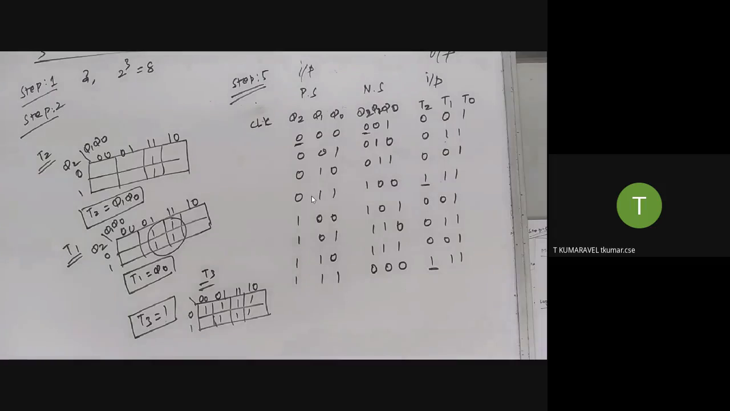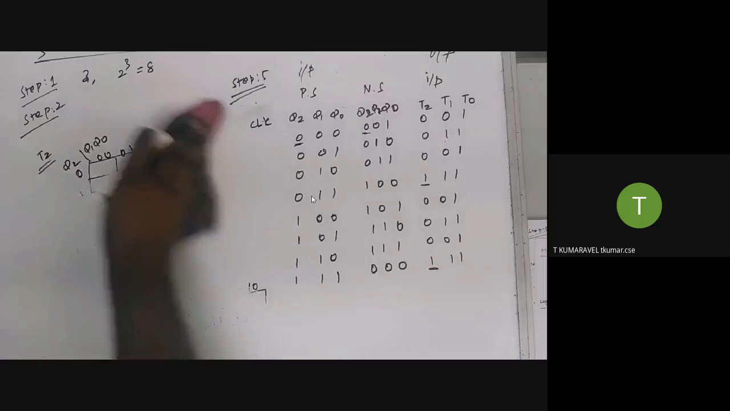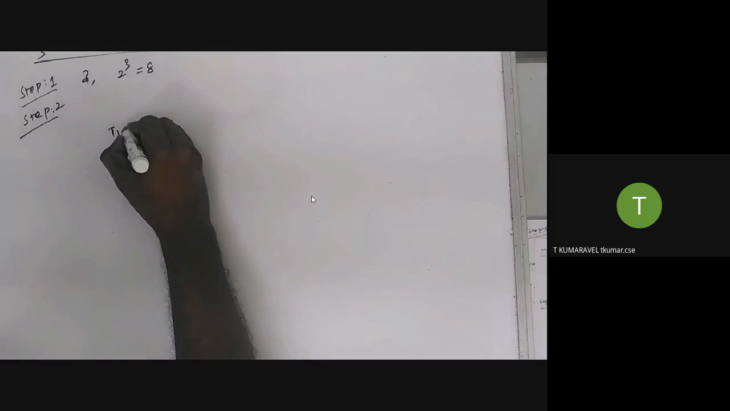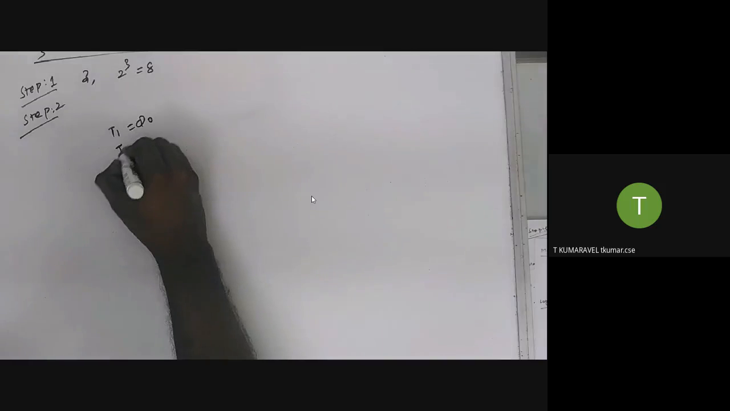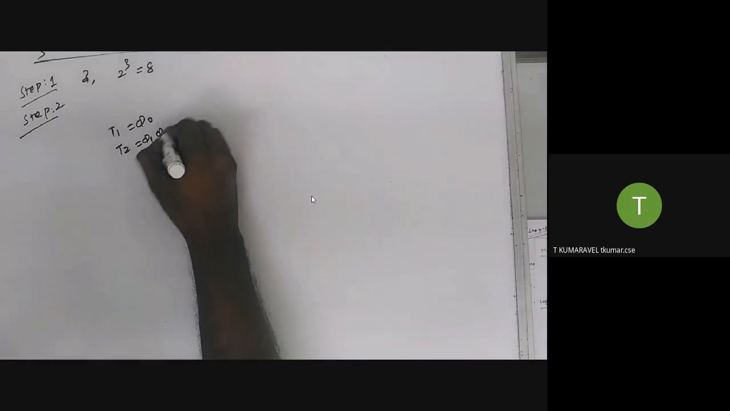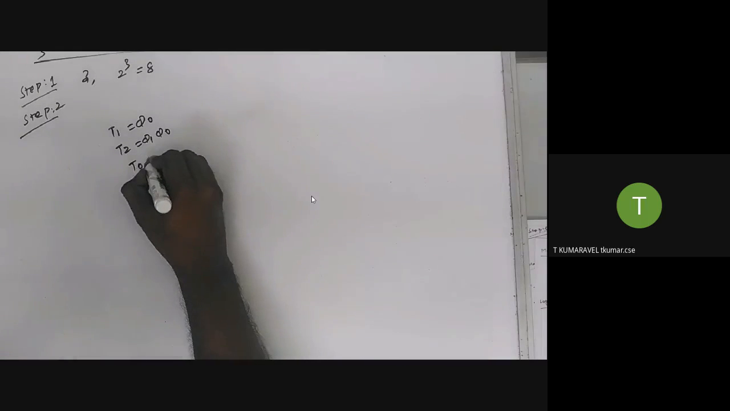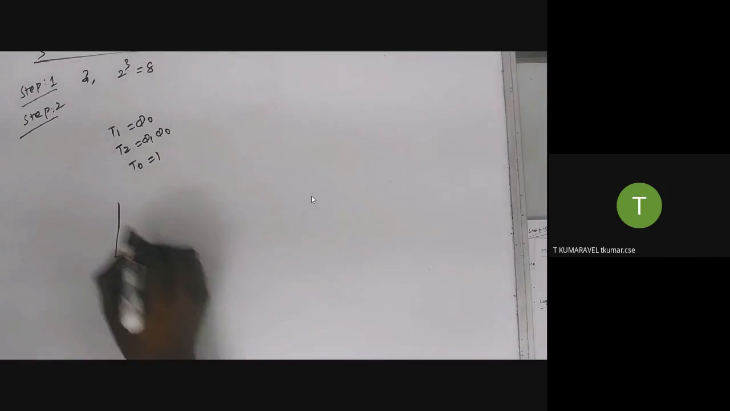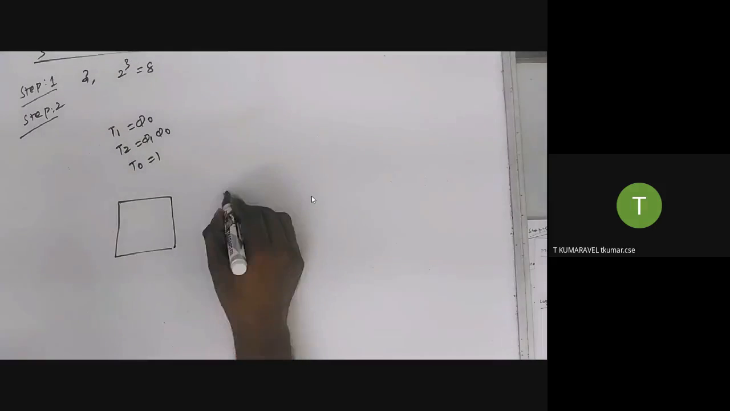Okay, so now you got the minimized Boolean expressions. Based on that, you should draw the logic diagram. These are the minimized Boolean expressions. This is a 3-bit counter, so definitely it requires 3 consecutive T flip-flops.